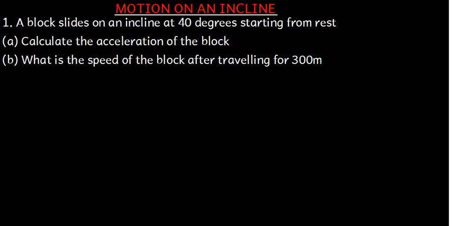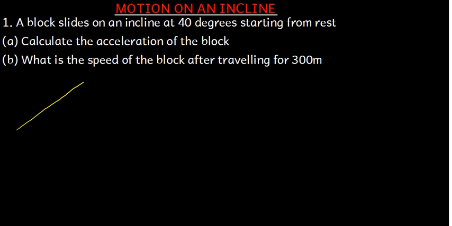In this video, I'm going to go over practice questions on linear motion, also combined with motion on an incline. We've been given a block which slides down a 40-degree incline starting from rest. So here we have an incline, and a block is sliding on this incline down from rest. The initial velocity is 0. The angle here is 40 degrees.